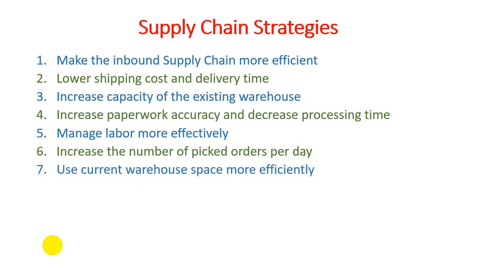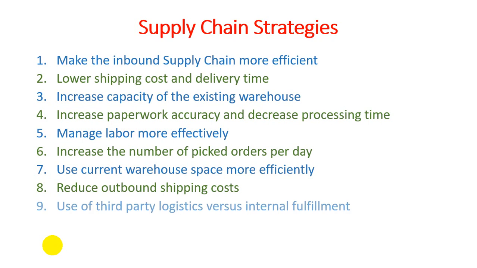Use current warehouse space more effectively, because utilization of space, utilization of labor, and utilization of the production unit is also a part of supply chain strategy. And for that, an organization should always follow those strategies that can utilize its labor, warehouse and the capacity of the production units. Reduce the outbound shipping cost, because they are eliminating the intermediate personnel who take a reward from the business-to-customer model. So it should reduce the outbound shipping cost.